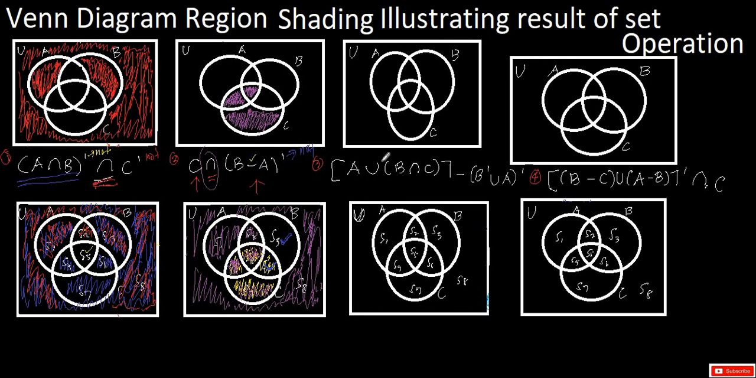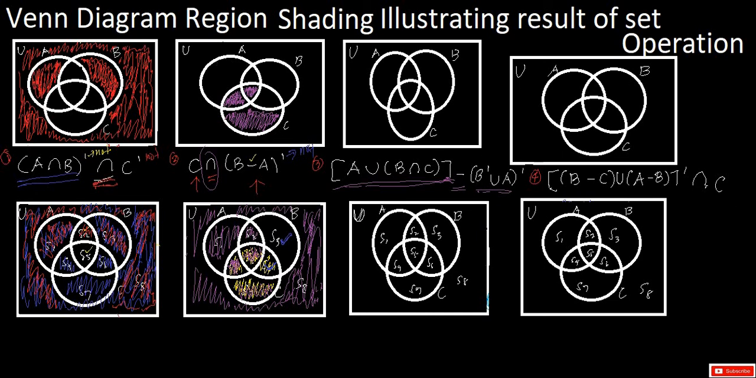Okay, let's proceed to number 3. The given problem is the union of set A and the intersection of set B and set C, minus the complement of the union of the complement of set B and set A. So here the main operation is difference. We'll use one color for the shading of this operation, and we'll use another color for the result of the operation here.